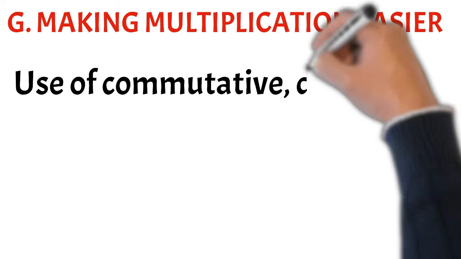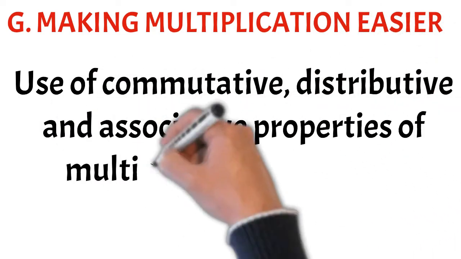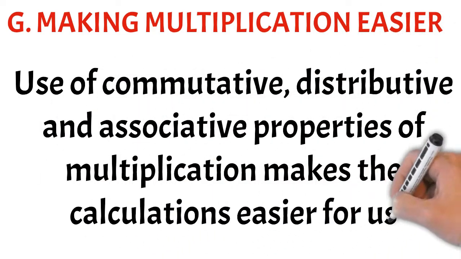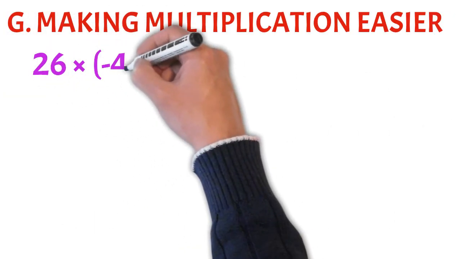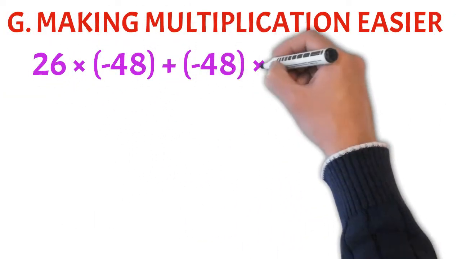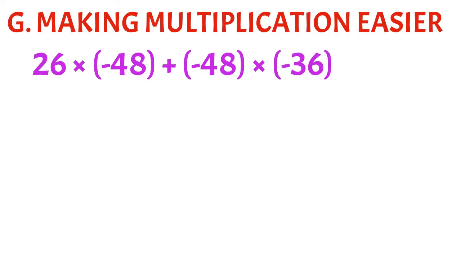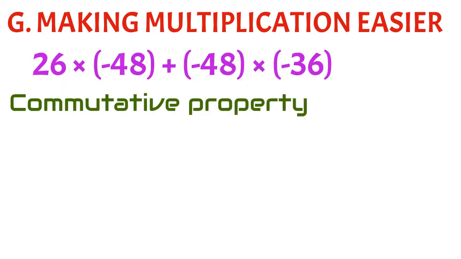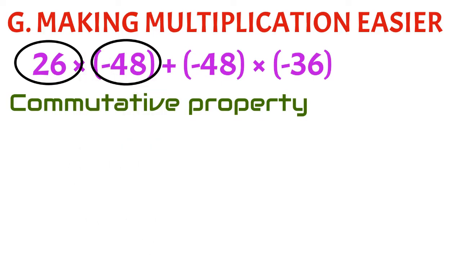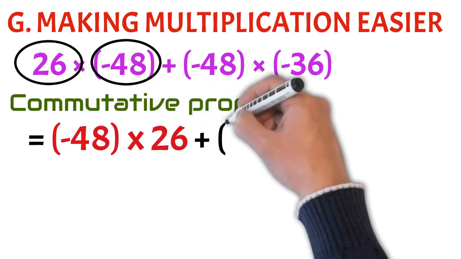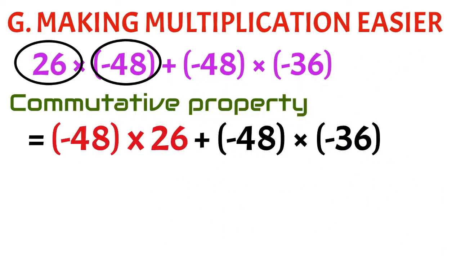Use of commutative, distributive and associative property of multiplication makes the calculations easier for us. Let's see how. For example, 26 into minus 48 plus minus 48 into minus 36. Using commutative property of multiplication, we can change the position of 26 and minus 48 and write it like this: minus 48 into 26 plus minus 48 into minus 36.